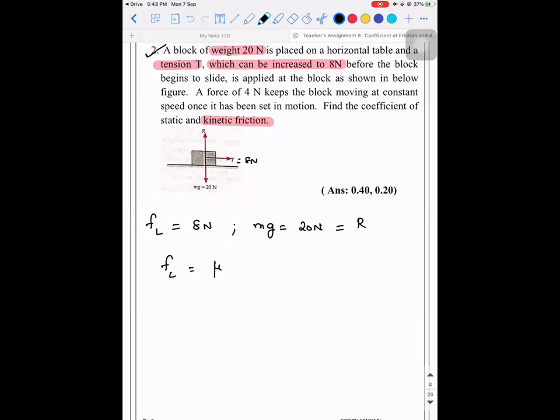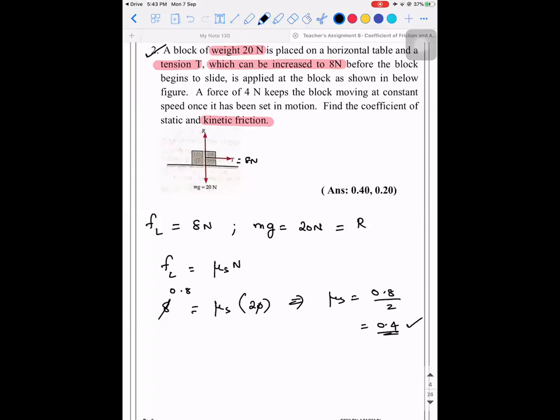So can I write F_L is equal to mu_s into N? What is the value of F_L? 8 is equal to mu_s, which we need to find, into N, which is 20. This implies mu_s will be equal to 8 by 20, which is 0.4. There is no unit for coefficient of friction, and this is the answer. I hope it is clear.